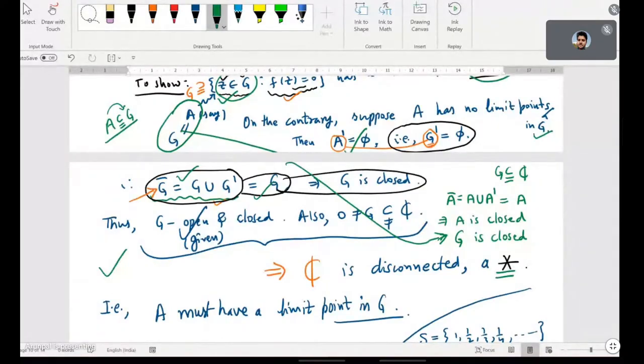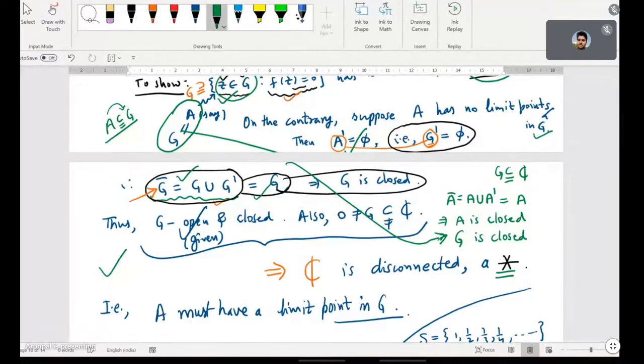Are you getting me? The result is, if you are in a metric space and you are able to find a proper subset of the metric space which is both open and closed, then the metric space will be disconnected. This result you must have done at the undergraduate level. At least the students from DU know this result. Any one of you from DU? Do you know this result? Yes, sir.